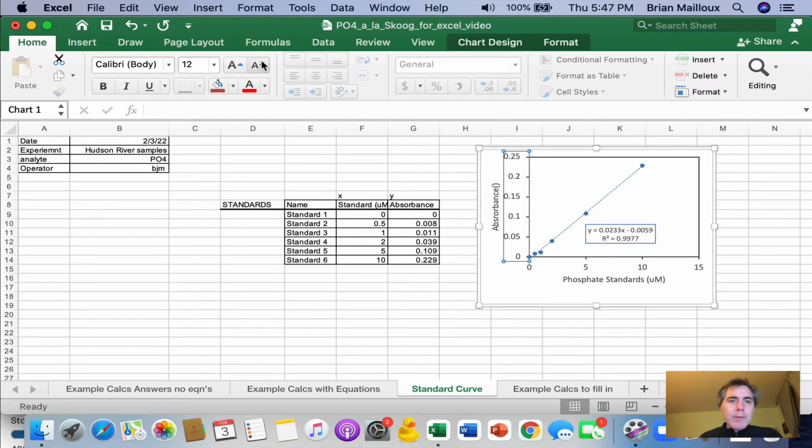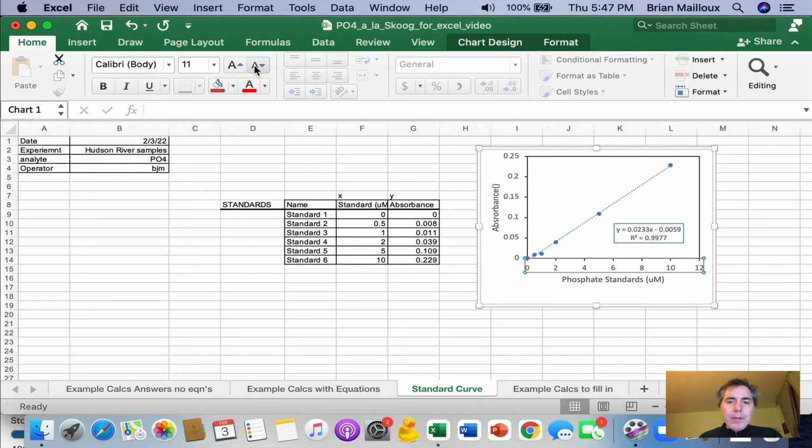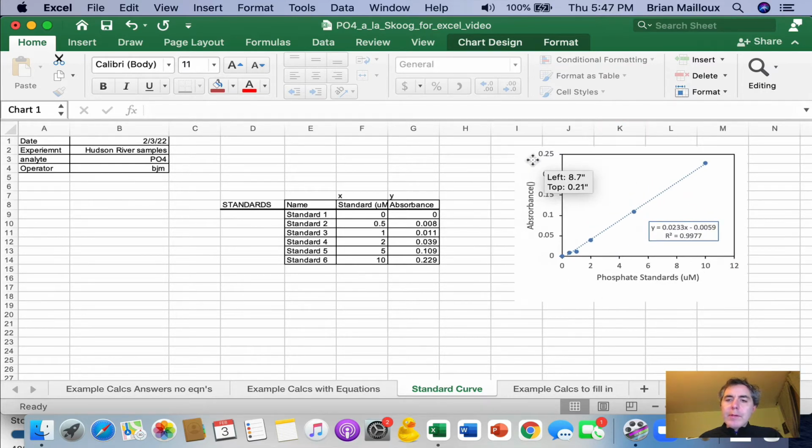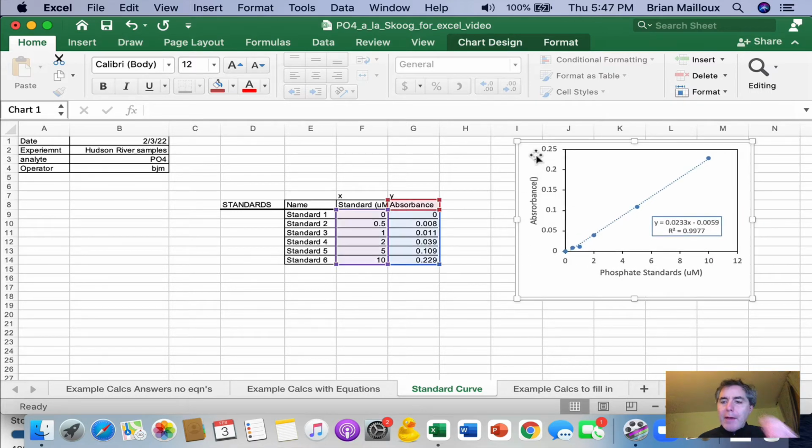Maybe make these points 11, a little bit smaller. These points a little bit smaller. I don't know why. Oh, that's good. So now that's a nice looking standard curve. Right, so you have it, you can print it, you can show it. Now we have our standard.